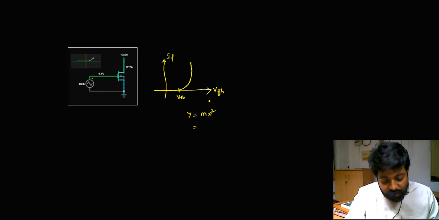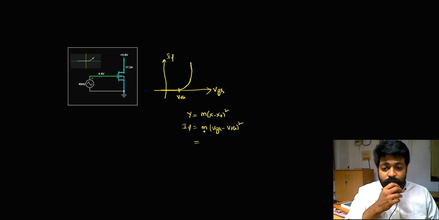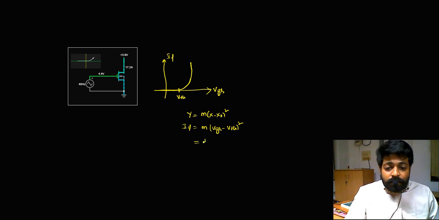X naught units in the sense that we will be getting the curve equation like this: x minus x naught whole square. So m into, what is the x-axis? VGS is my x-axis, and that particular curve is shifted by VTH units, so VTH whole square, and y is nothing but the y-axis, which is ID. So I will be putting my ID as it is. Over here m is nothing but a constant that we can derive.